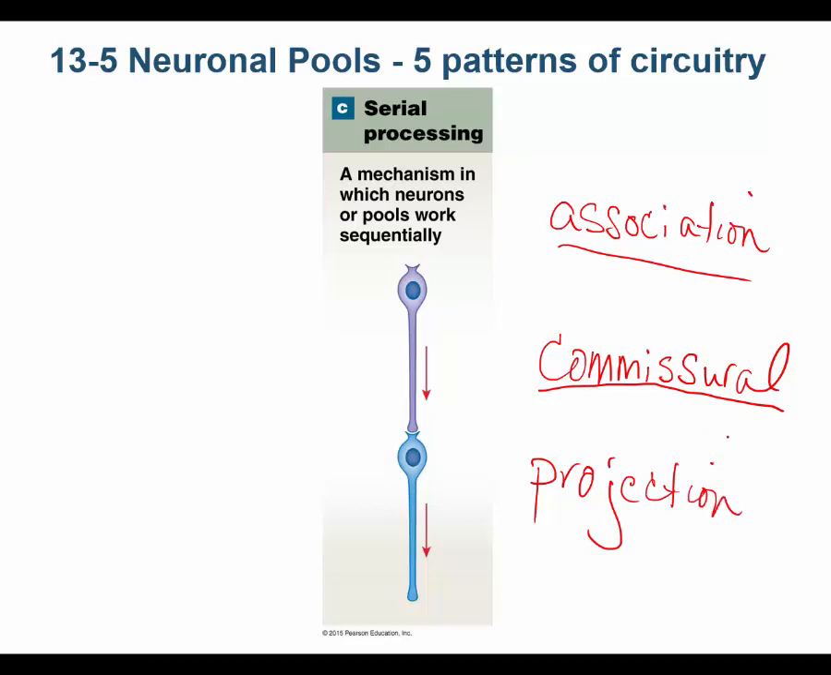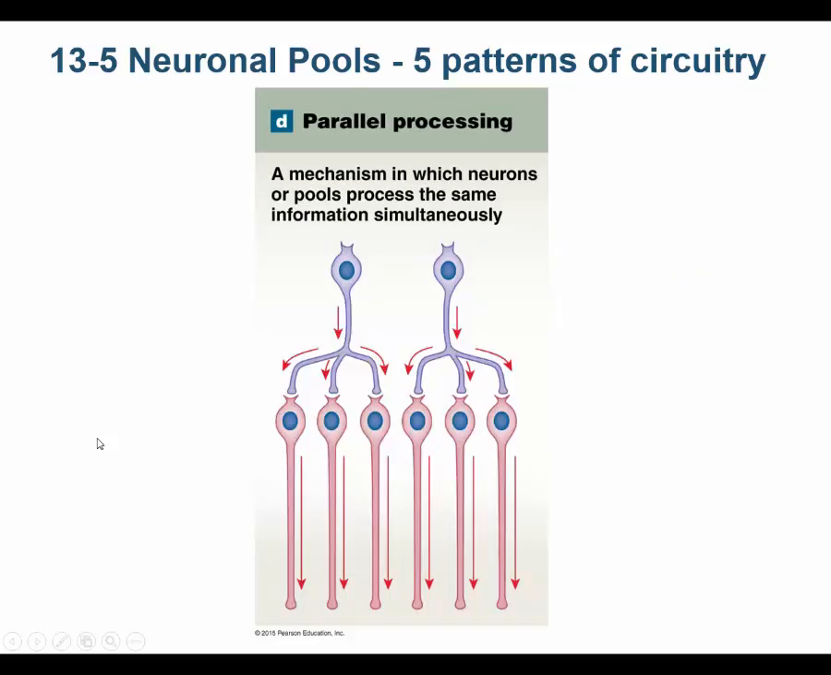Well, these association fibers are a serial processing circuit. It's just one neuron telling another neuron to fire. It's serial processing. And that's the third neuronal pool we've talked about. There's 5 of them all told.